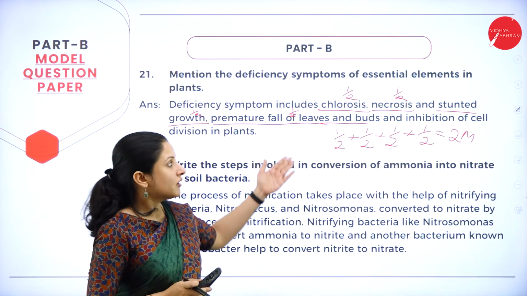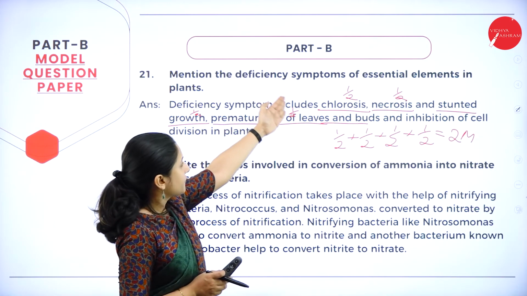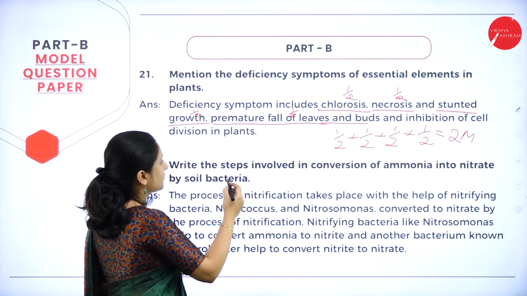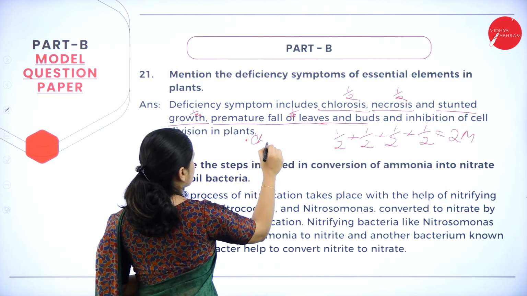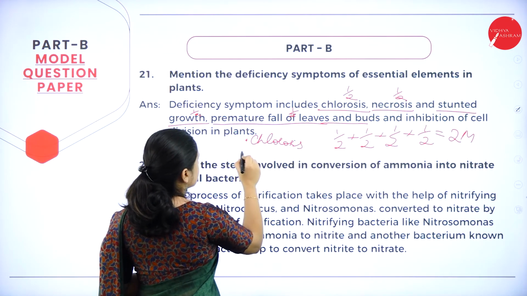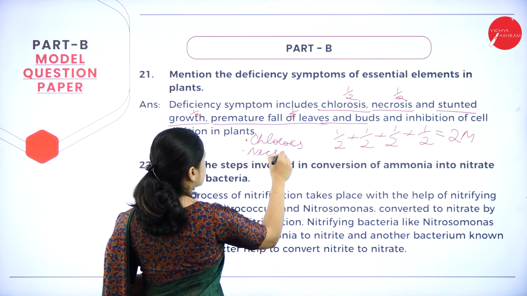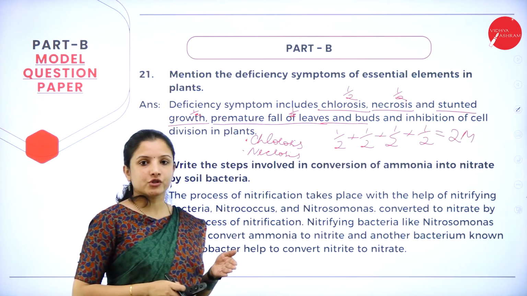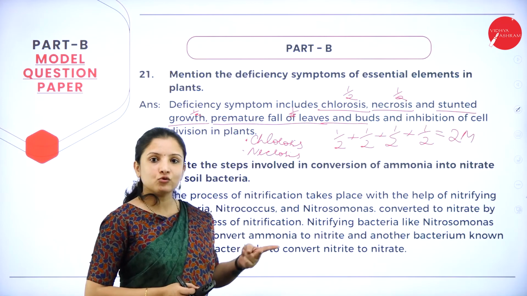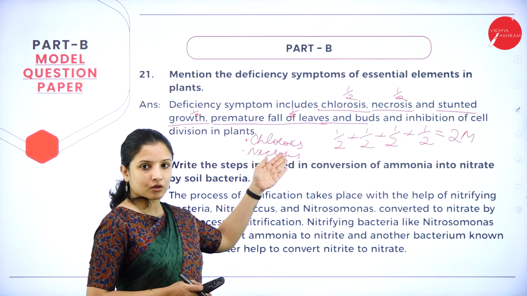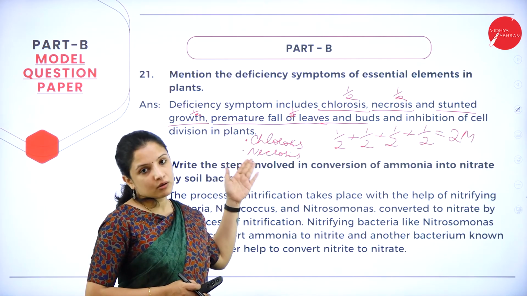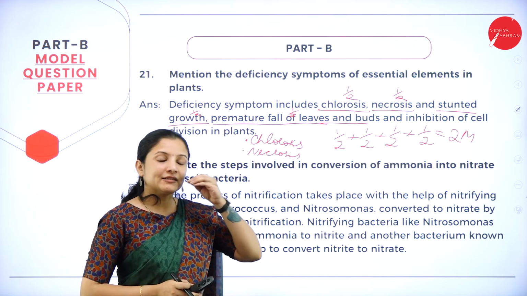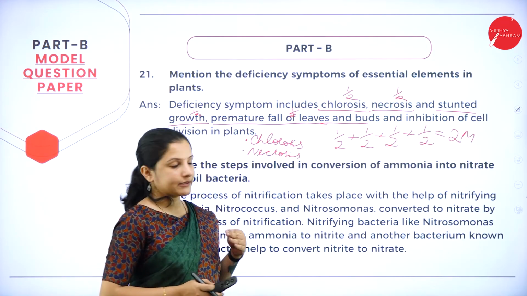Say for example here, when you're writing points, mention the deficiency symptoms. You can write it like this: deficiency symptoms include, first point, chlorosis, second point, necrosis. The answer looks very small, right? The sentence is also not huge. If the sentences are very big, then you can write 2 points and leave it. But here the answer looks very small. That is why at least write 4 deficiency symptoms in such cases. When such types of questions are asked, wherein very few words are involved, write at least 4 or 5 points there. That is very important.